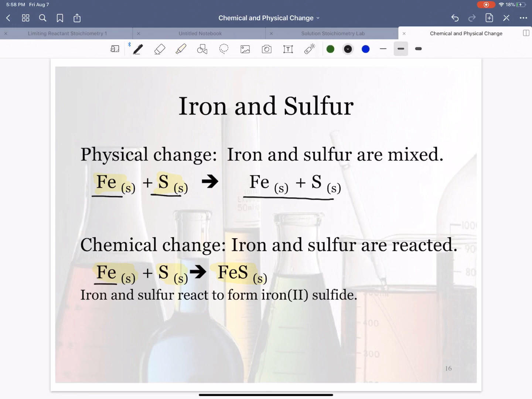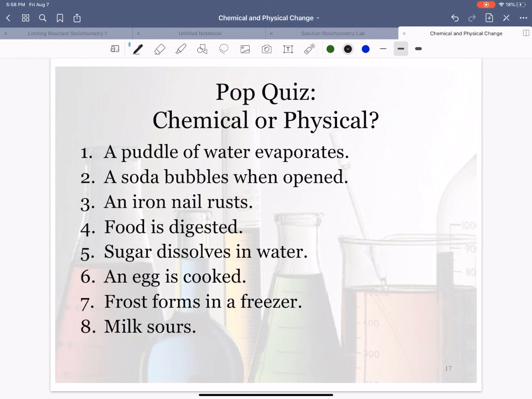Something I can find on the periodic table with one letter, that's an element. Something else I can find on the periodic table, one capital letter, also an element. But in the end, those things are chemically combined. Two capitals, that's a compound.